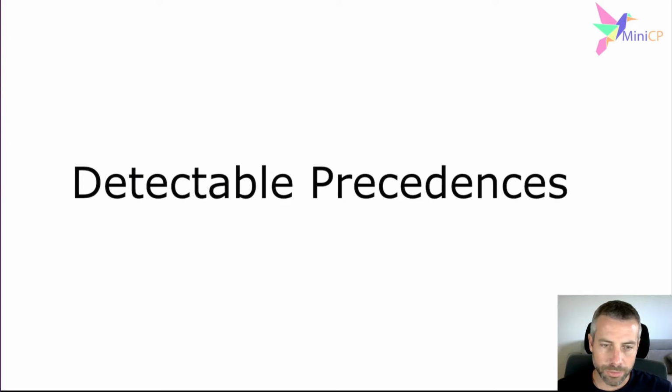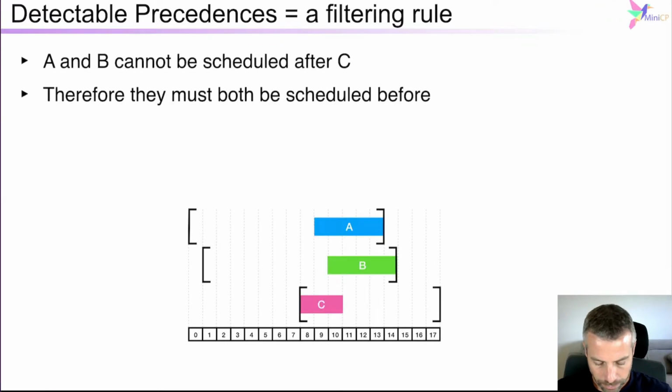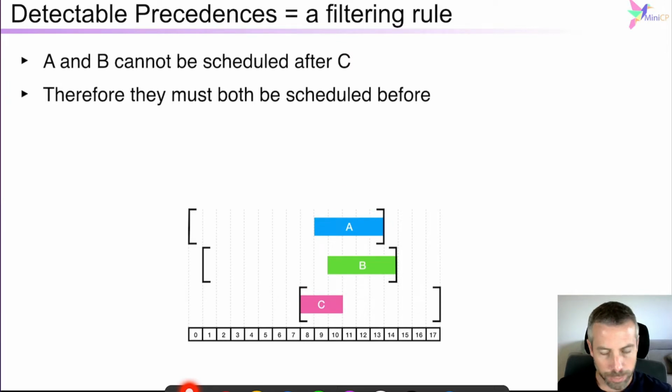Detectable precedence is a filtering for the disjunctive constraint in which we will update the earliest start time of a set of activities. Let's consider this example. If you study the activity C and the activity A, and you try to put A after the activity C, the best you can do is this way. But as you can see, there is an overlap. It means that it's impossible to schedule A after the activity C, given the two time windows that they have.